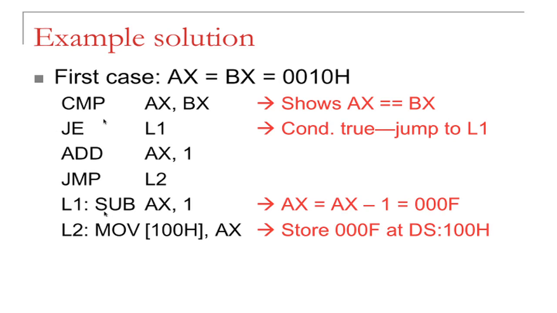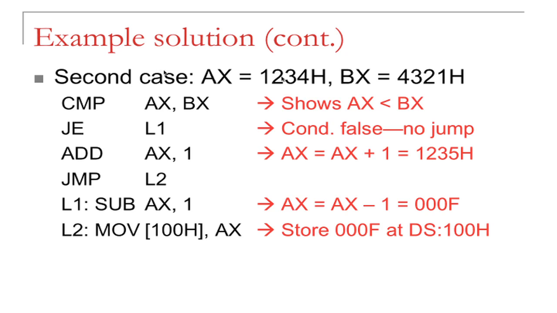So that's this instruction. It will do subtraction, SUB AX, 1. So AX will be 0F. And then it will store the value in memory at DS:100. So this value F will be stored in memory.